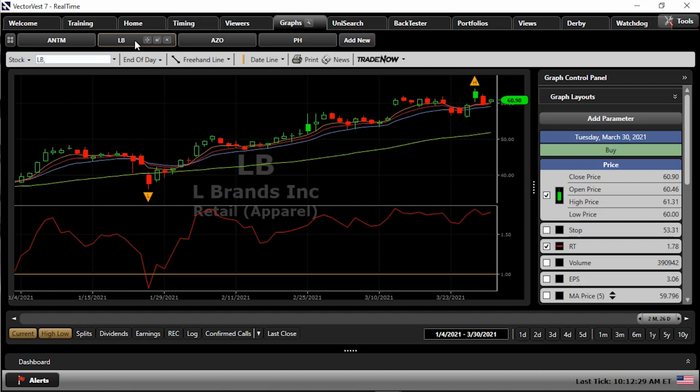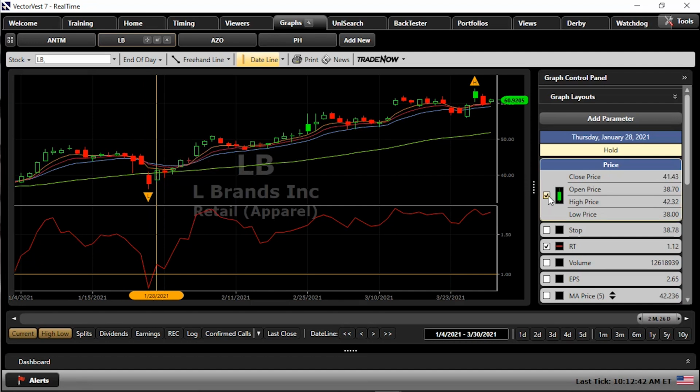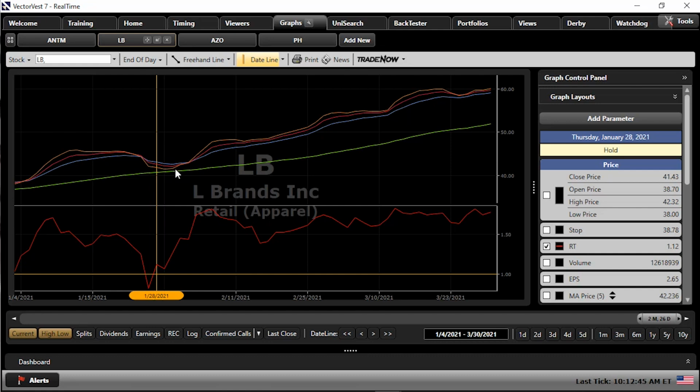Here's LB. It's a retail stock. I'm going to create my date line. Now here, price has been above the 50-day moving average. It dipped below the 50-day moving average one time there, crossed above it here on January 28th. None of the moving averages, though, fell below the 50-day moving average, and that's okay. The initial signal is when price has been below the 50-day moving average for a considerable period of time. Remember that quiet period. And then crosses above the 50-day moving average. That's your first or initial entry using this technique.